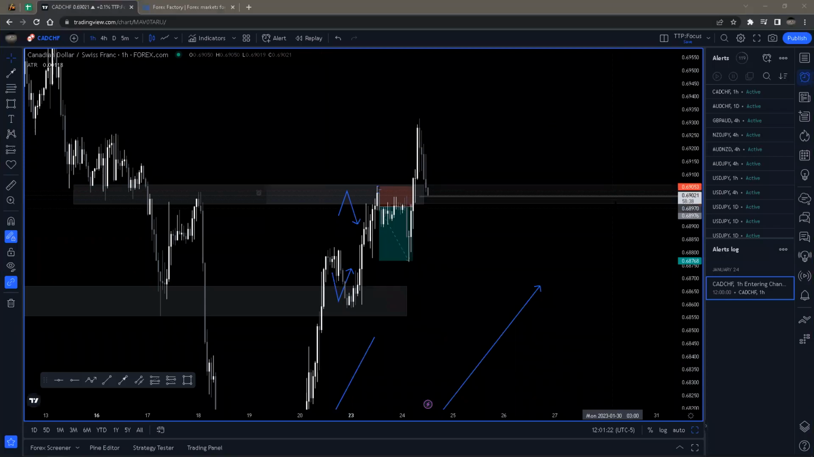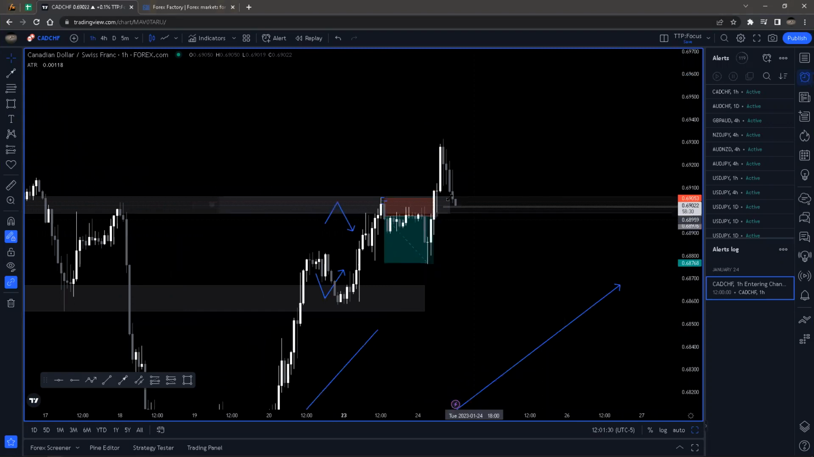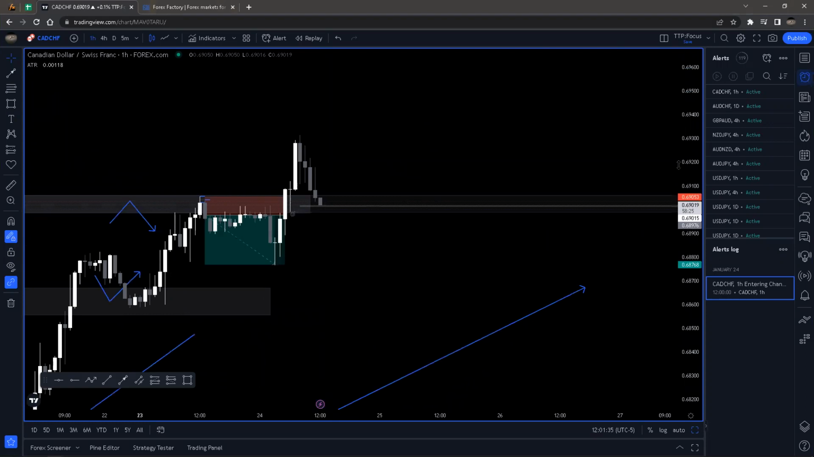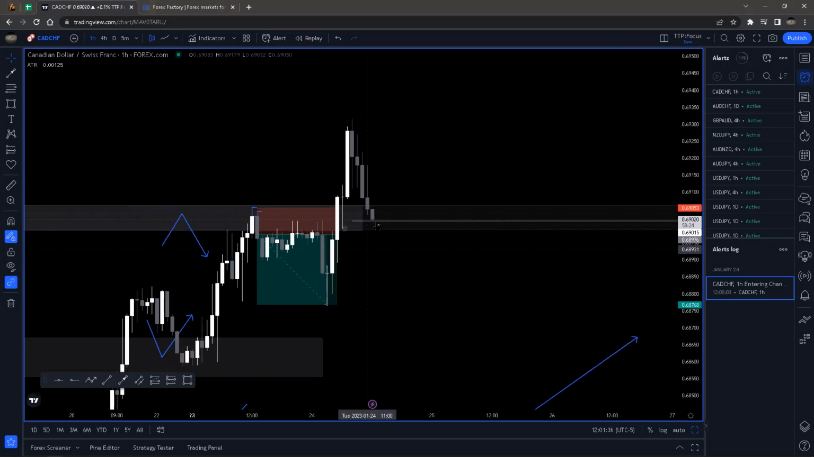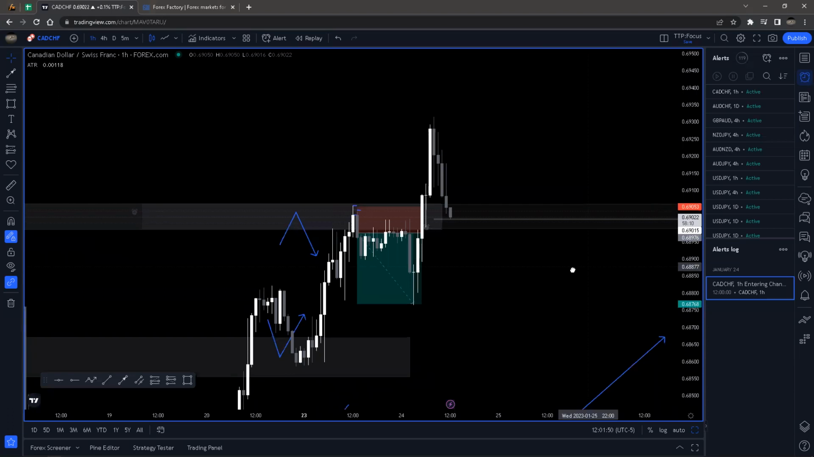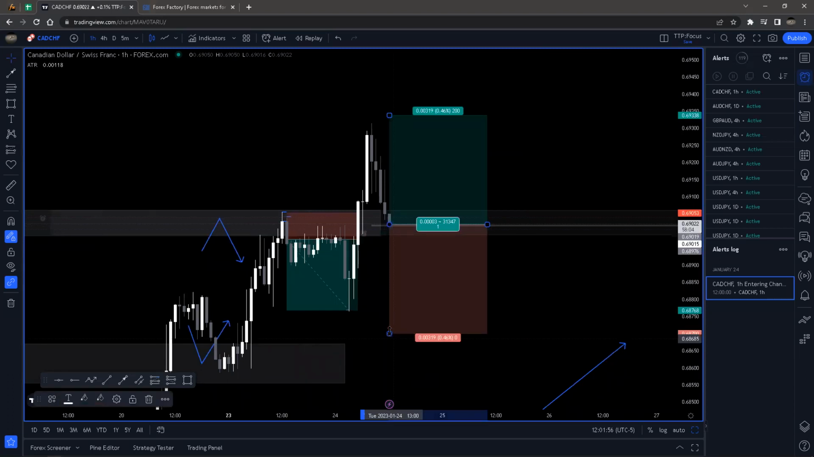All right, so we have a CAD CHF entering this range again. Doesn't look like I have much of a wick rejection. Plus, it has this really big top wick, so it's already bounced in this area, and now it's coming back down. So we'll have to see. I'd have to have a convincing candle, probably. I don't know. We'll have to see. I might just go ahead and do something like so.